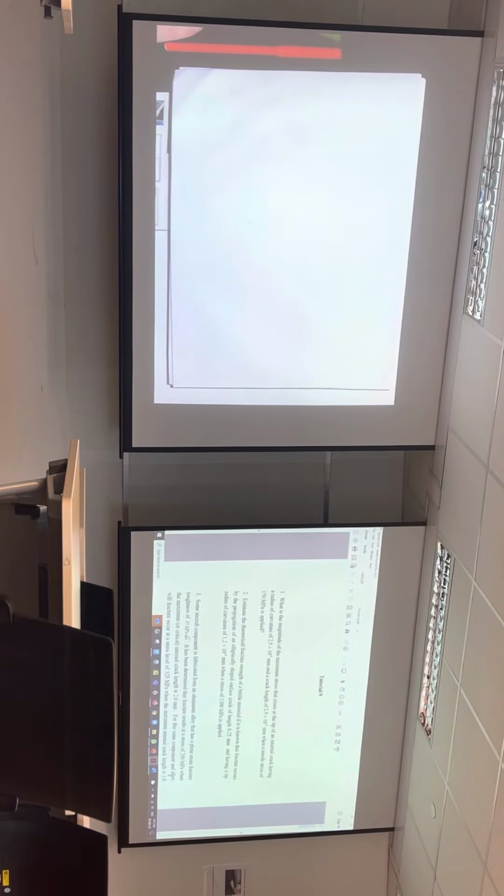Okay, the second question is really talking about estimating the theoretical fracture strength of a brittle material. It is known that fracture occurs by propagation of an elliptically shaped surface crack. So let's go through.